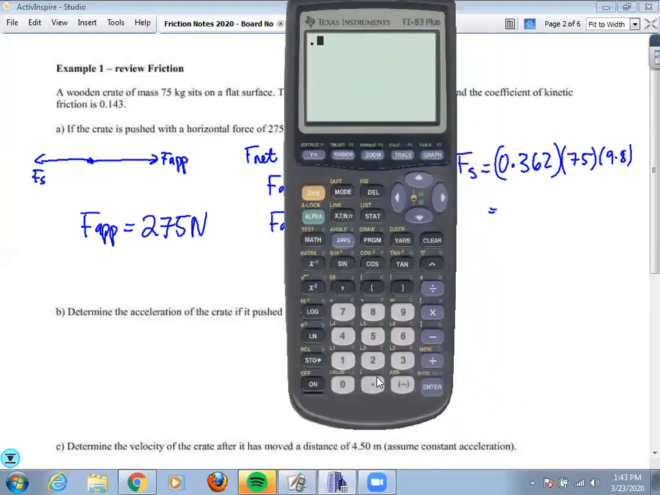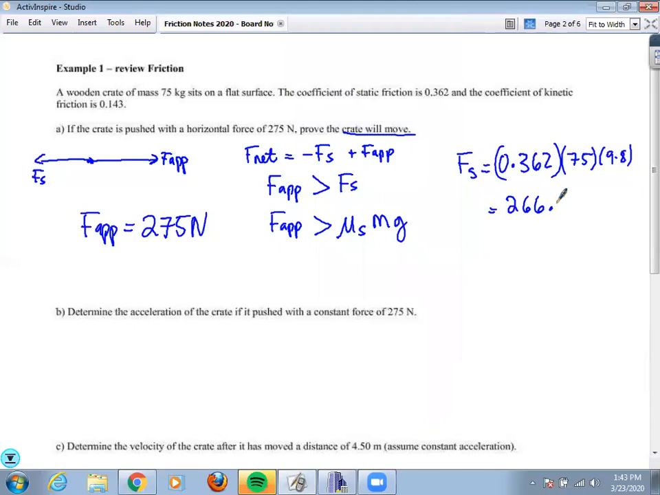So we'll take 0.362 times 9.8 times 75, and you get 266.07 newtons. So F applied is 275 newtons. It is greater than the static friction force, which is 266.07 newtons. So therefore, the crate will move.